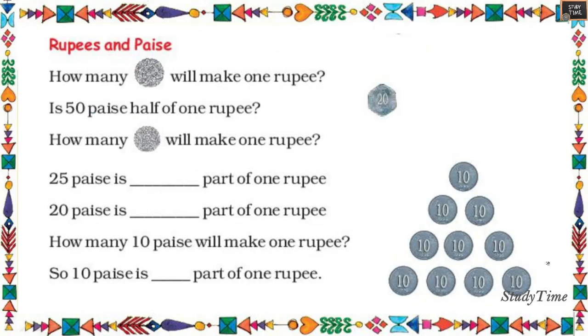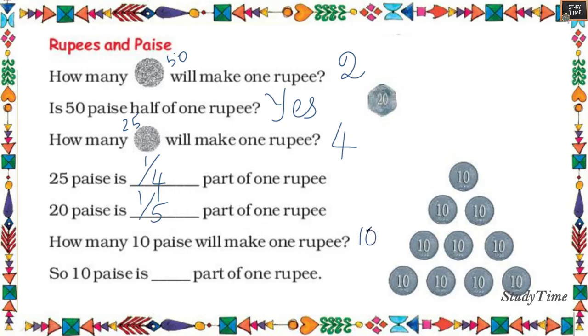Next, rupees and pies. How many? Here it is 50 pies. Here it is 25 pies. How many 50 pies will make 1 rupee? So 2 of 50 pies will make 1 rupee. Is 50 pies half of 1 rupee? Yes. How many 25 pies will make 1 rupee? 4. 25 pies is 1 by 4th. 20 pies is 1 by 5. How many 10 pies will make 1 rupee? So 10 of 10 pies will make 1 rupee because 100 pies equal 1 rupee. So 10 pies is 1 by 10 part of 1 rupee.